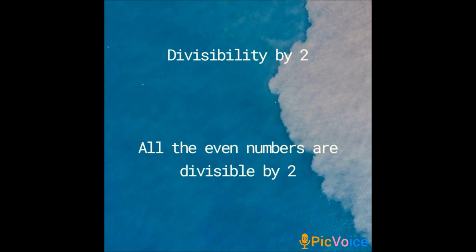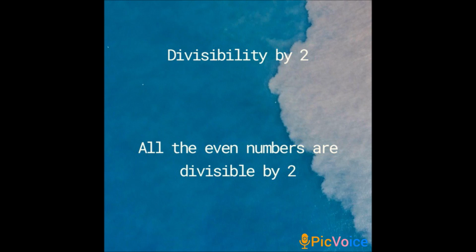Okay, what is meant by divisible by 2? If you divide a given number by 2, it should leave the remainder as 0. Then only you can say the given number is divisible by 2. So this is the meaning of the term divisible by 2.